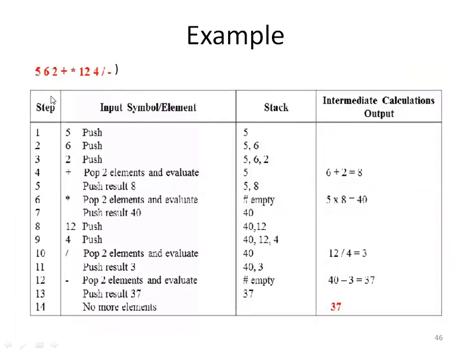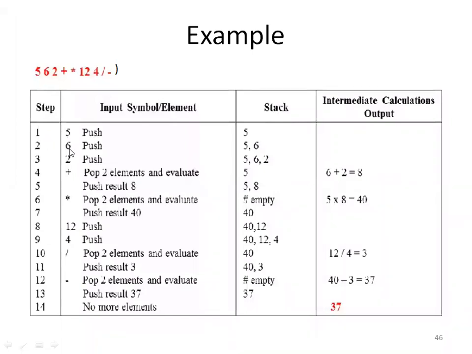So while scanning from left to right, which one is the first symbol? The first symbol is 5. So is 5 an operator or operand? Operand. So what to do with it? Push it onto the stack. So it is pushed onto the stack. Then next, which symbol? Step one is gone, 5 pushed to the stack.